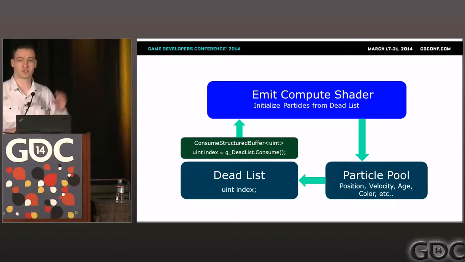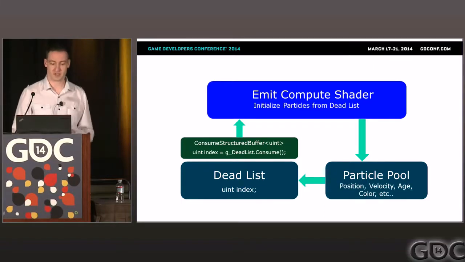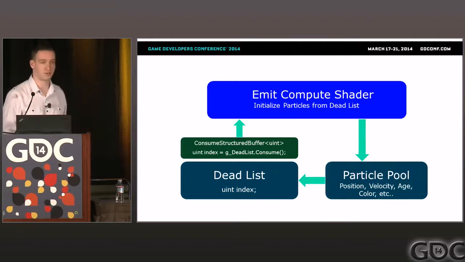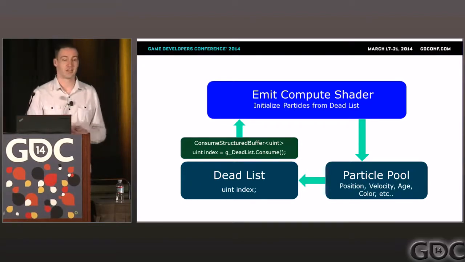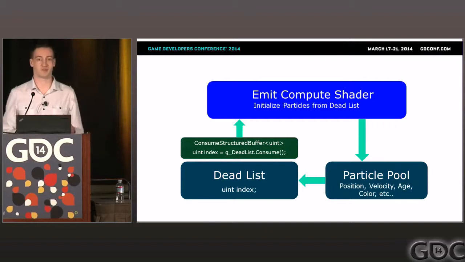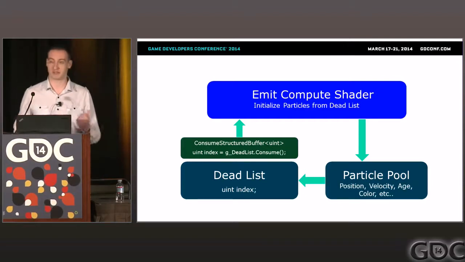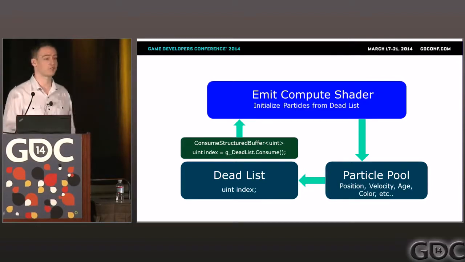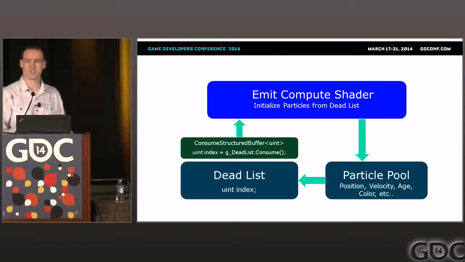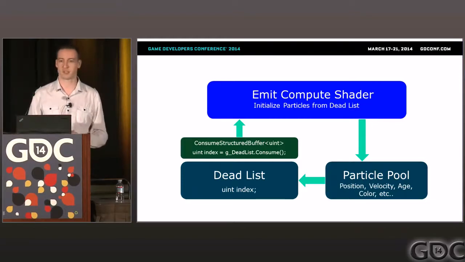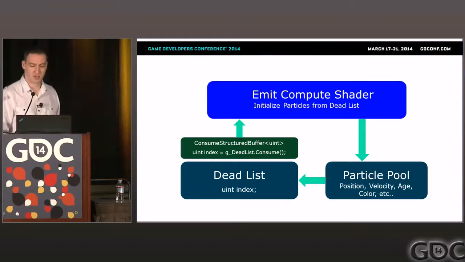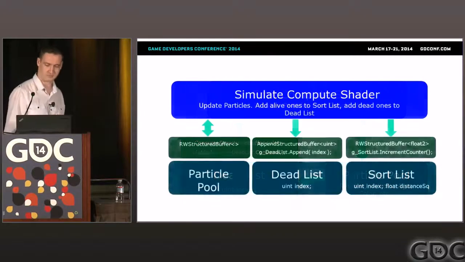And I've just put a consume structured buffer view over the top, so I can just call consume. That basically atomically decrements my dead particle counter and gives me the next free index of a particle. From here, I just initialize the particle. Typically, the spawn parameters come from a constant buffer, something you would upload every frame, and then you write your new particle state back into the global pool.